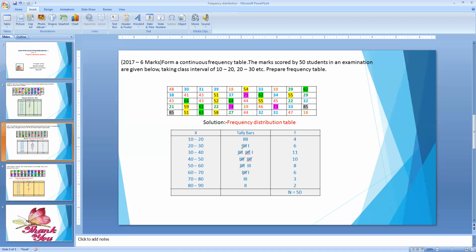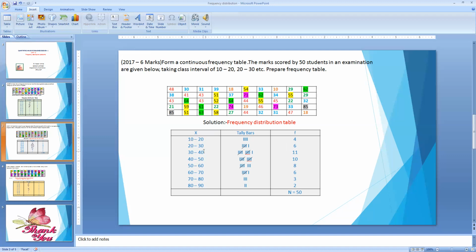So for 5, after writing the 4 vertical bars, one forward slash has to be drawn, so we can make out a group of 5. So one more vertical bar to represent 6, where the number has to be written in the frequency column, that is 6. Let us go for the next class interval, that is 30 to 40.